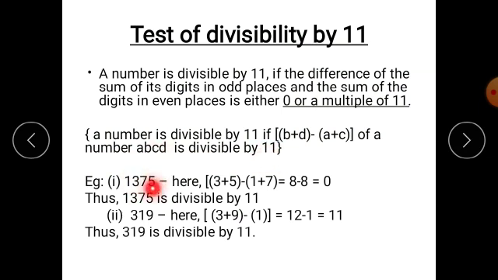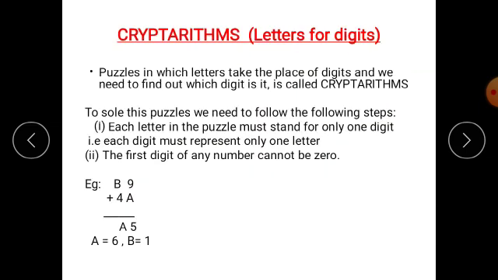3 plus 5 is 8. 1 plus 7 is again 8. So subtract both of them, we get 0. Here this is divisible by 11. For number 319, 3 plus 9, 12. Minus 1, 11. So again this is divisible by 11. So if after subtracting you get 0 or a multiple of 11, the number is divisible by 11.